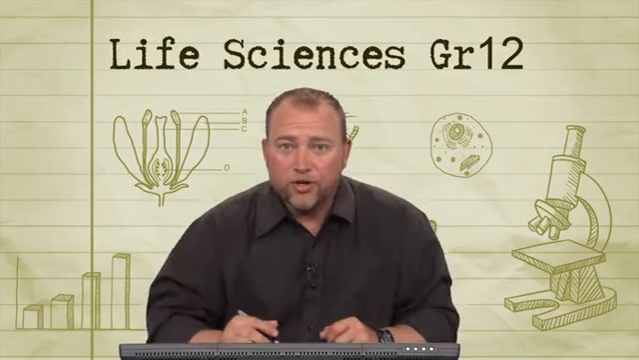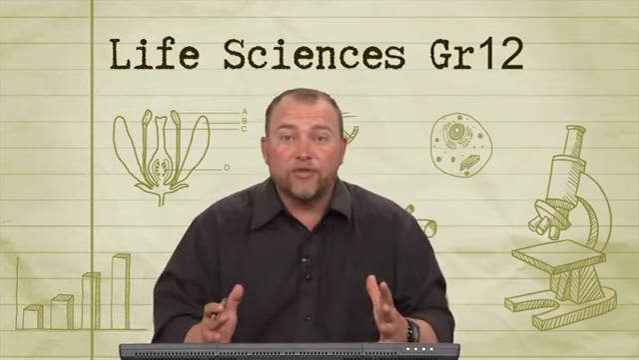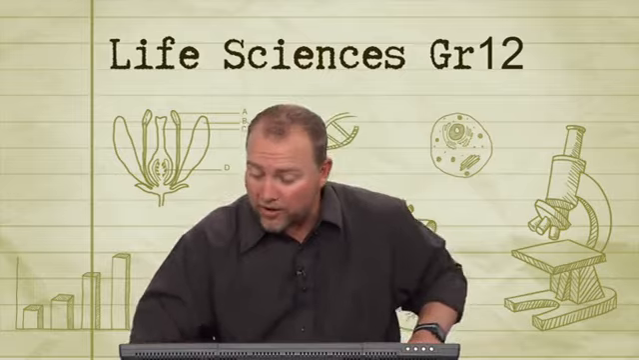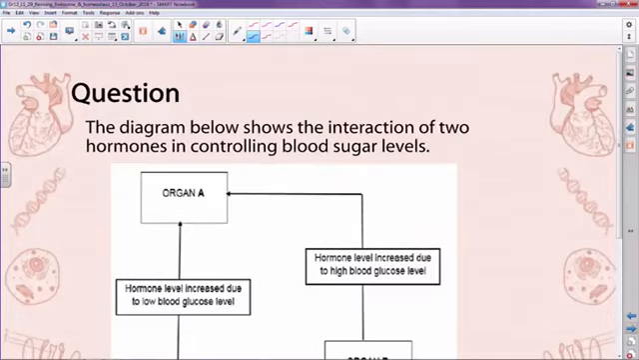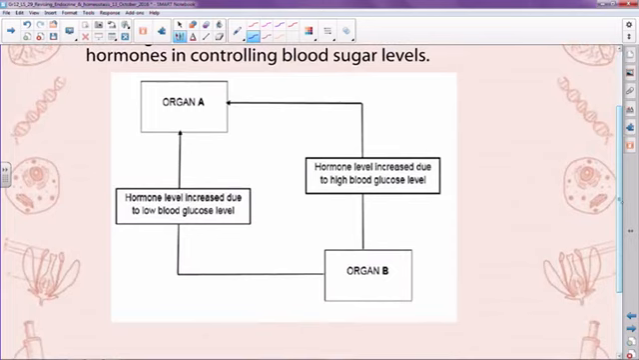Now, if we have a look at this, there are definitely two hormones and two organs we've got to have a look at, and we need to know which one is which. The two organs that we know are going to be involved in this are, of course, your pancreas and your liver. We're going to look at the islets of Langerhans, which secrete glucagon and insulin. So which one's which? Which one picks up the message and which one delivers the hormones?